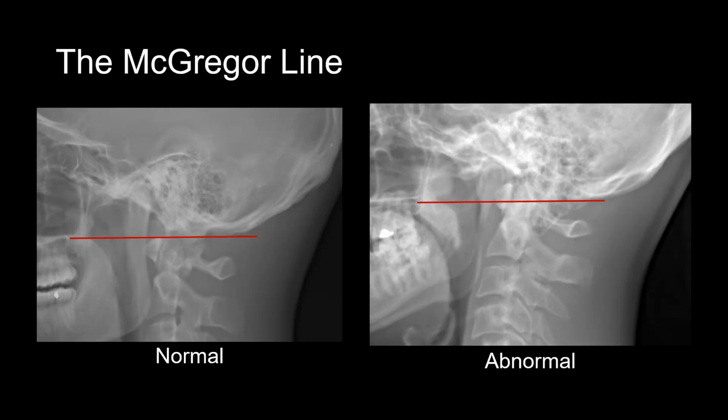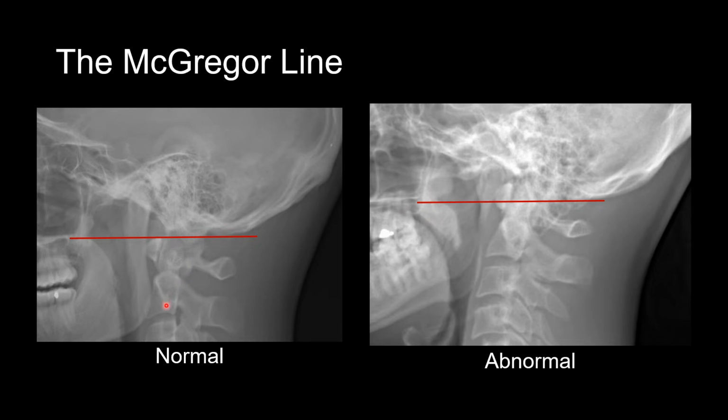So now we're going to continue with the cervical spine. We'll begin with lines of mensuration within the cervical spine. The first line we're going to talk about is the McGregor line, and the McGregor line is drawn from the posterior aspect of the hard palate to the base of the occiput.